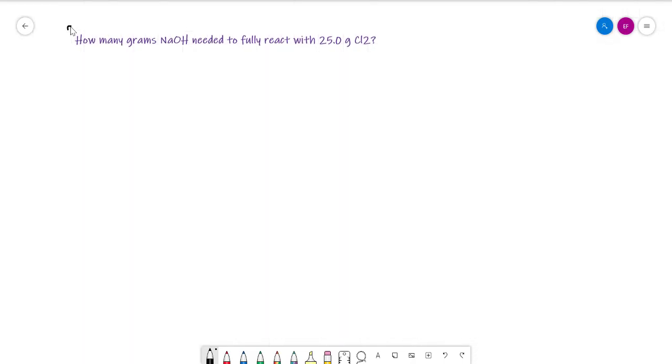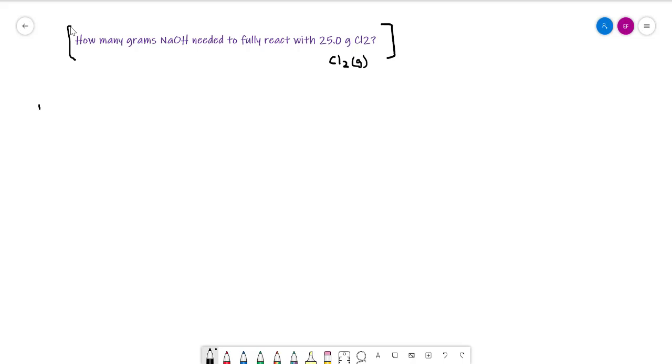And so we've got an example here which states: how many grams of NaOH, this is also called sodium hydroxide, are needed to fully react with 25.0 grams of Cl2? And again, I don't have a subscript, so this is actually Cl2 gas, which is chlorine gas. So we need to use this idea of stoichiometry, a balanced chemical reaction, and then we need to use molecular weights to go between moles and grams.